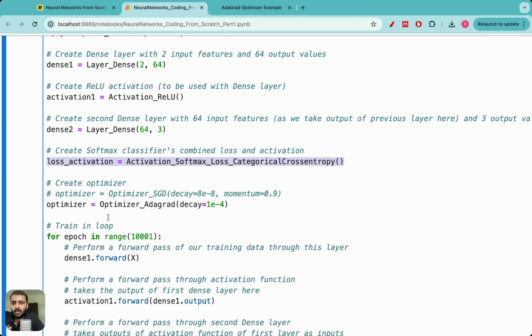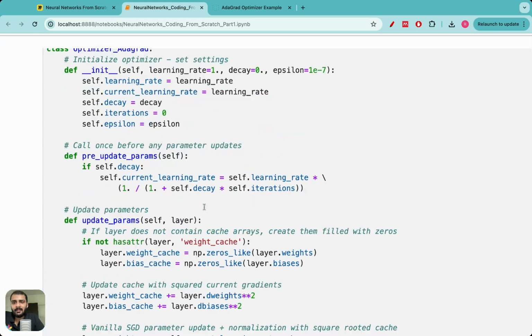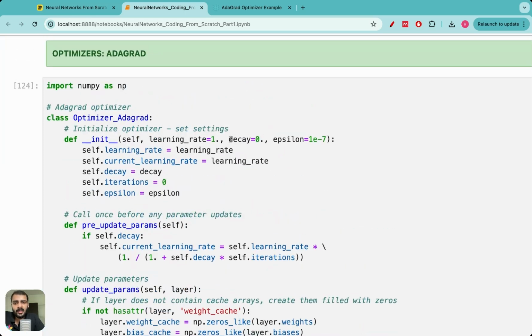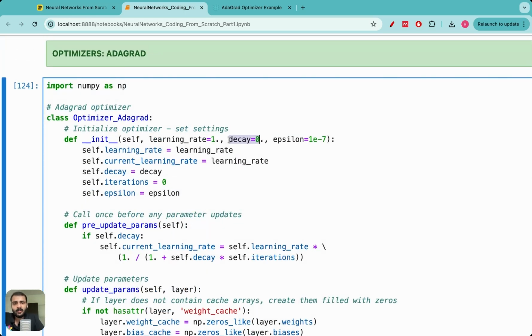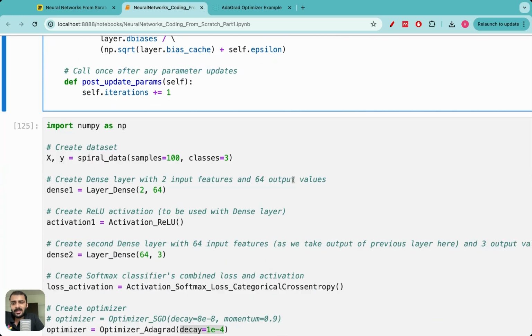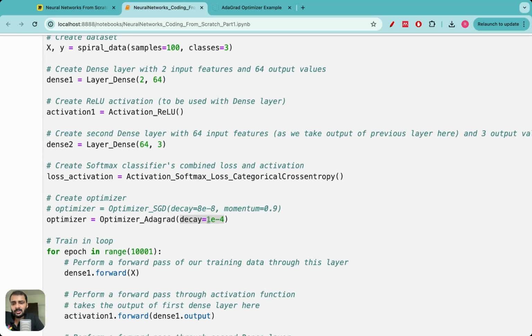Okay. Now I'm going to use the optimizer ADAGRAD, and the decay rate which I'm going to use is 10 raised to minus 4. So these are the parameters. If you look over here, if we don't specify the decay rate, it would have started with 0. And I'm going to use the default alpha naught, which is 1, and epsilon as 10 raised to minus 7. So I have initiated an instance of the optimizer class over here.